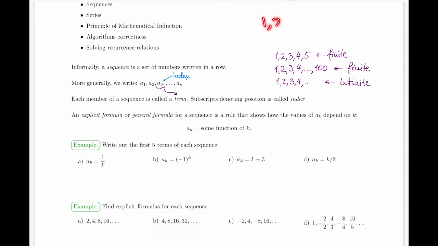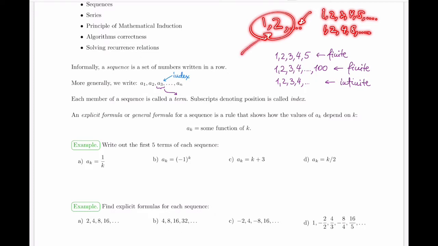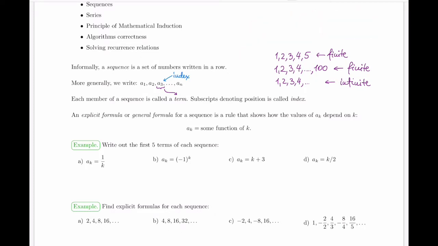Because if I just write 1, 2, ... then it's not clear what the pattern for the ... is. Is it 1, 2, 3, 4, 5, and so on? Or maybe it's powers of 2, or maybe it's something else altogether. The terms that you do include have to be representative of the sequence, and you have to include enough of them, often 2 is not enough, in order to indicate what pattern you're actually following.